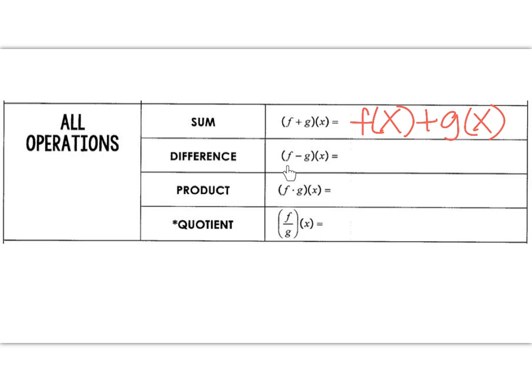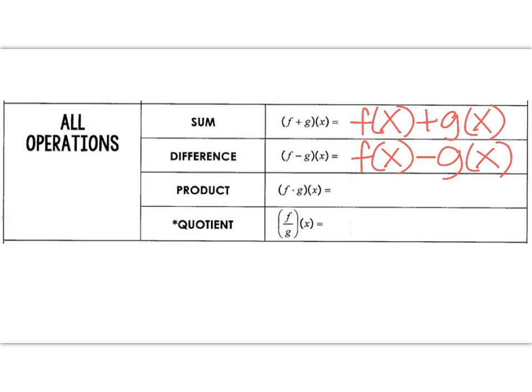When we're talking about the difference, you're going to see it looking like this. So f minus g of x, and how you're going to rewrite this is f of x minus g of x. So we would substitute in f of x here, and then subtract g of x from it. And make sure you're using parentheses because when we're dealing with the difference, you have to be sure to distribute the subtraction sign to everything inside of the g of x term.